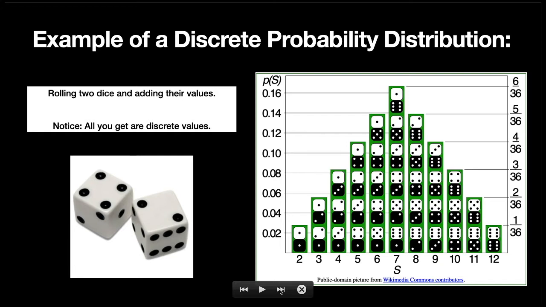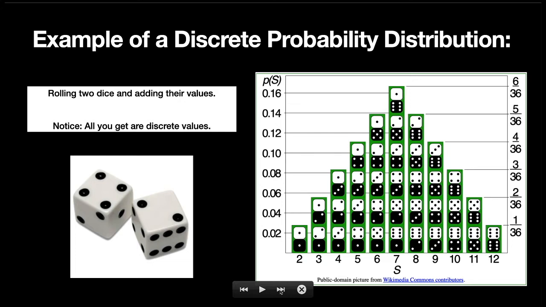So we can get a 2, but you'll notice there aren't very many chances to get a 2. It's only one possible outcome for getting a 2. But for 3s, notice there's a couple different outcomes for 3s. And for 4s, there's even more outcomes. But you'll notice that we cannot get a 4.5. That's impossible.